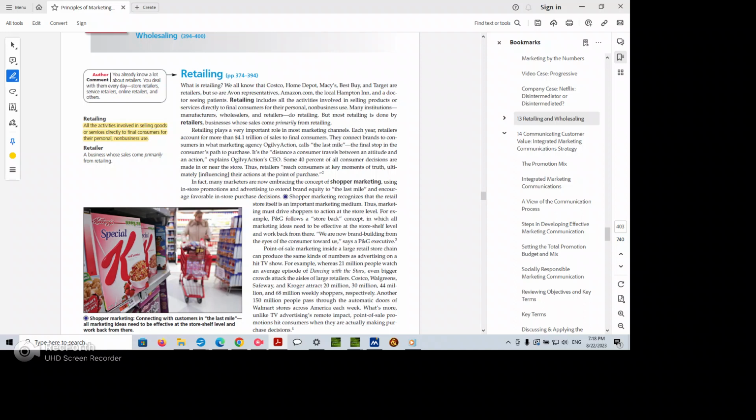Now, many institutions sell directly to final consumers for their personal non-business use. Most institutions, manufacturers, wholesalers, and retailers do retailing, but most retailing is done by retailers.